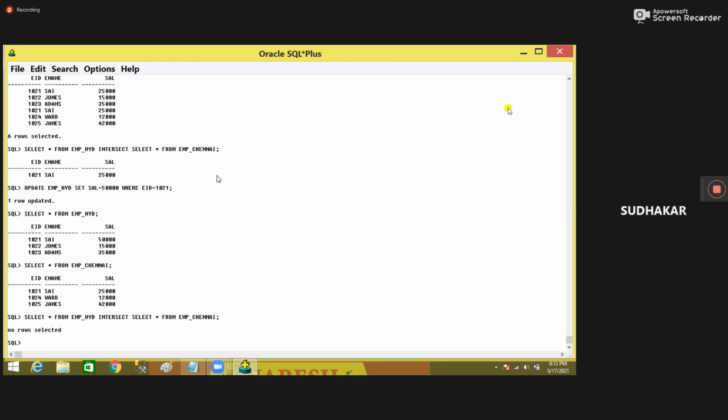Yes. What is the difference here? IDs are matching, names are matching, but the salary is not matching. Whenever the salary is not matching, it is not treated as duplicate row data. So the salaries are different. That's why when I give intersect here, it doesn't show any result, because 50,000 and 25,000 salaries are not matching. Okay, now let me give here.